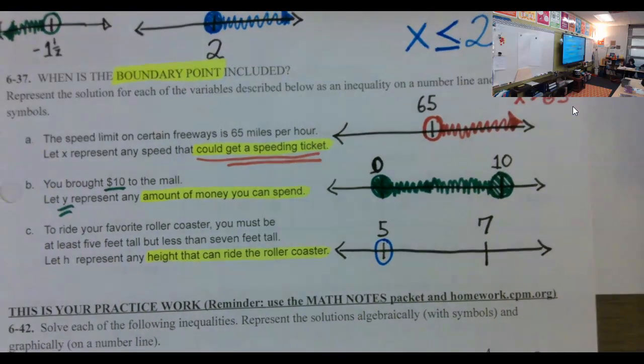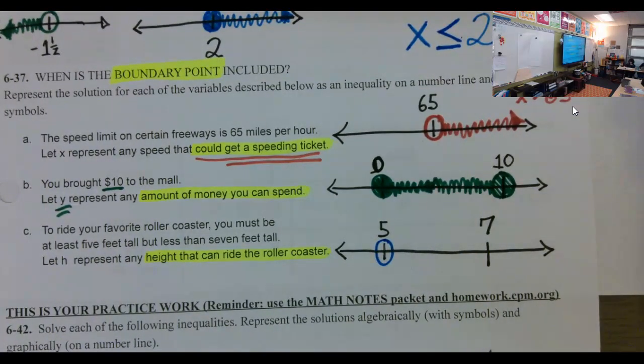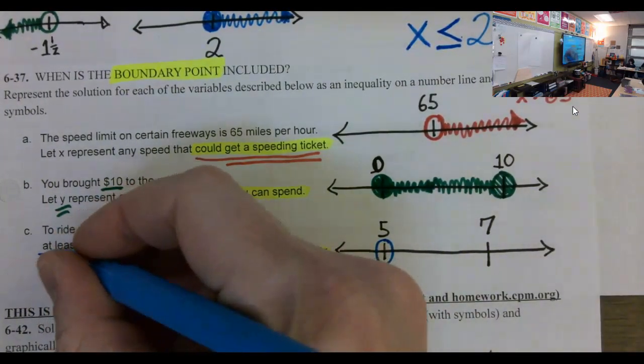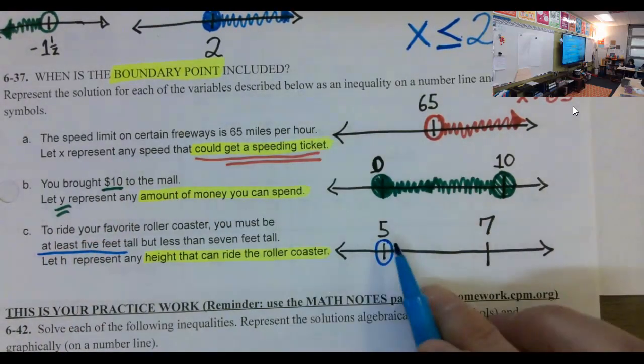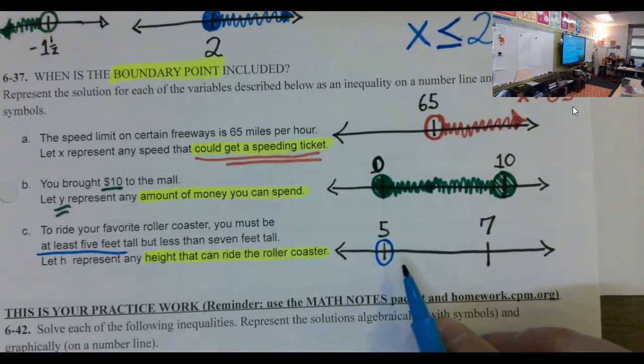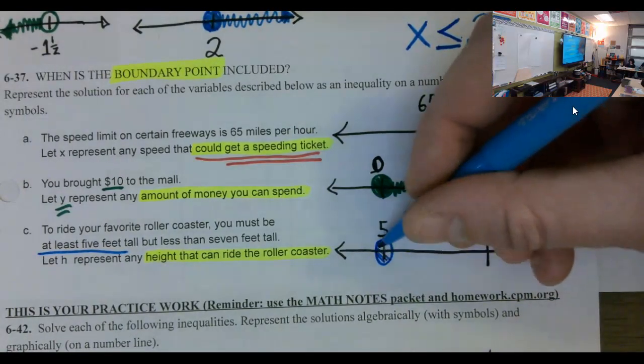What are we going to do with that? At least 5 feet. Is 5 at least 5? Yeah. So if you're 5 feet, you're allowed to ride.